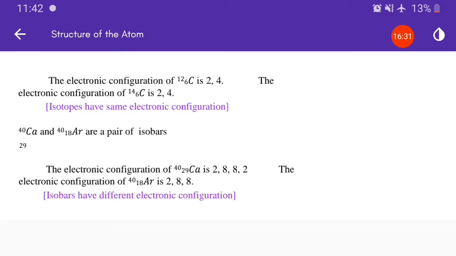So up to here we will discuss. The remaining question answers we will discuss in our next video presentation. Up to here, these are the questions we are discussing. So the remaining NCERT questions we will discuss in our next video.